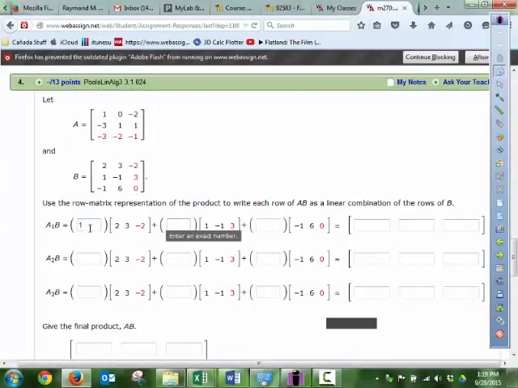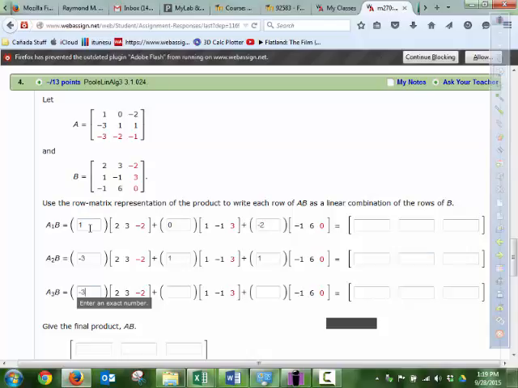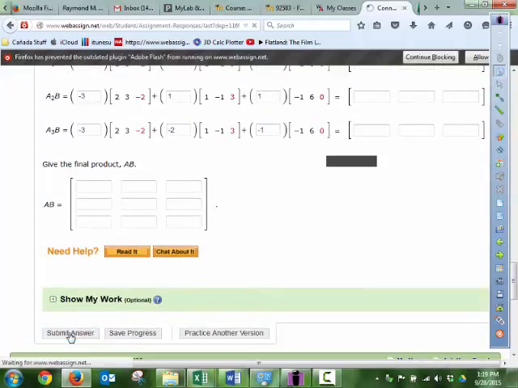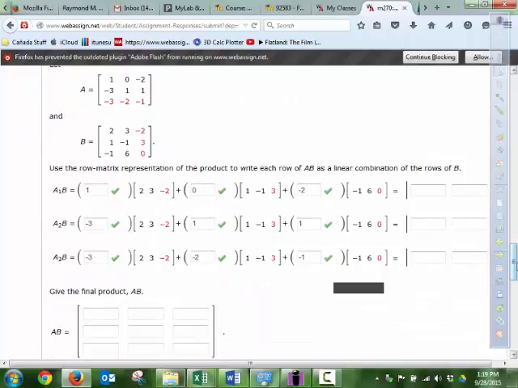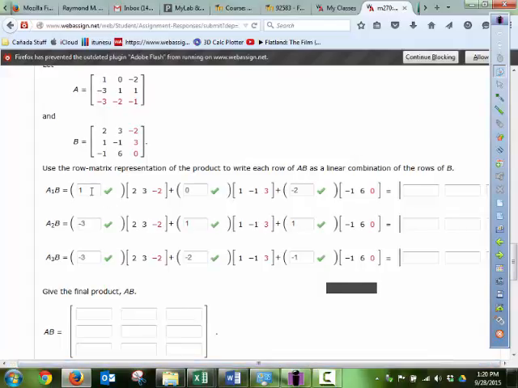So 1, 0, minus 2, 3, 1, 1, minus 3, minus 2, minus 1. So that looks okay. And then they just want you to do the calculations here. So this is 2, 3 minus 2, and then this whole thing is 0, and this is multiplied by negative 2. So negative 2 times negative 1 is positive 2. So you add that with a 2 in the first one, so that makes a 4.